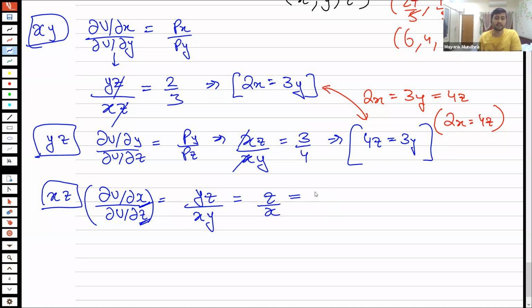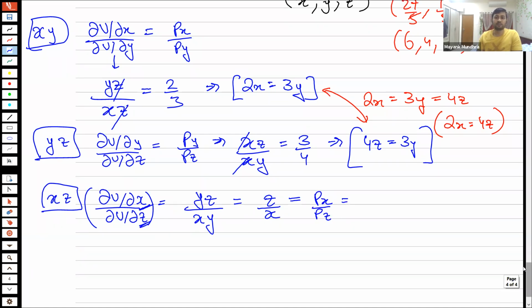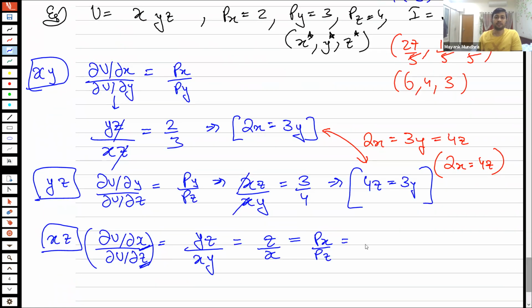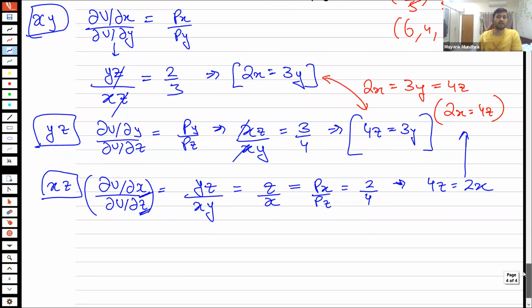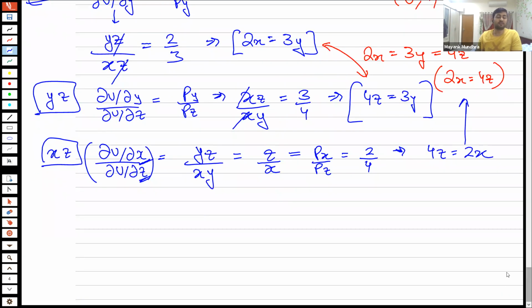So Z by X equals Px by Pz, which is basically, what is Px? Px is 2 by 4, which implies that 4z equals 2x, which is basically the same thing I told you we'll be getting. So solving for the third pair is really not important. This is something we get from experience. You solve two of these pairs and you get the third equation automatically. Okay.